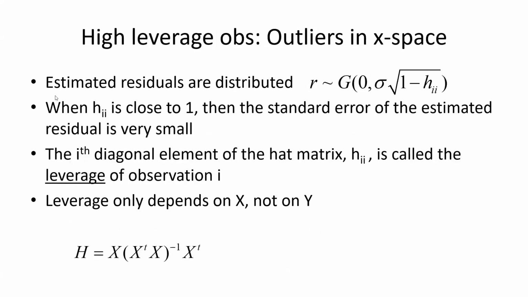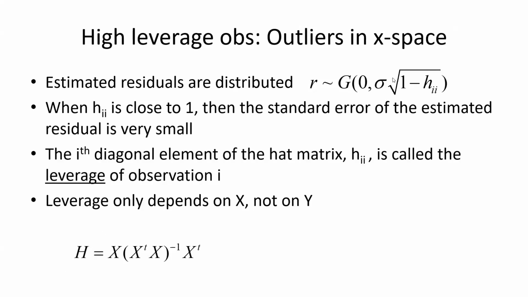The estimated, emphasis on estimated, residuals are distributed with Gaussian with this standard error. We had seen that before. This comes from the hat matrix, where this is the ith diagonal entry of the hat matrix. And if you have large values here, then you will get a relatively small standard error. This H value is called the leverage. H_ii is the leverage of the ith observation. And it only depends on the X matrix, right? Because the hat matrix is a function of the X matrix.